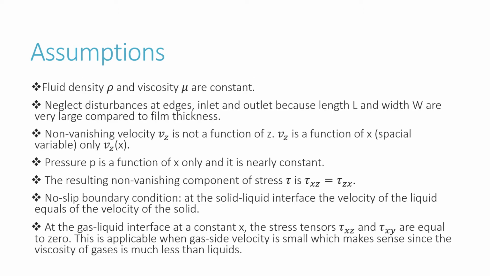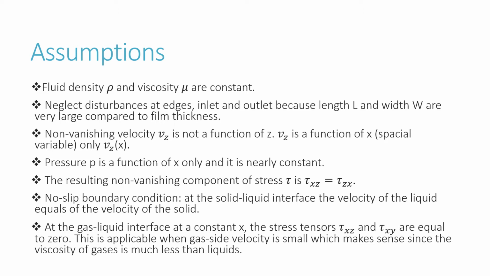The assumptions we are taking are, first, that the fluid density and viscosity are constant, so we can use the Navier-Stokes equation. Second, we neglect the disturbances at the edges, inlet and outlet, because the length and the width are very large in comparison with the film thickness. The non-vanishing velocity found is Vz, and it's not a function of z. It's a function of x, which is the spatial variable. So we only have Vz in the direction of x.